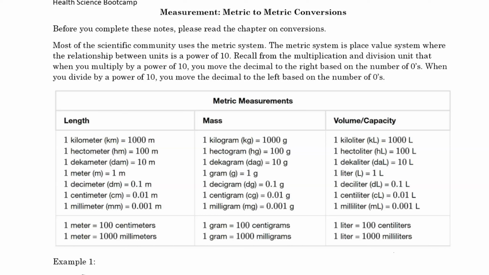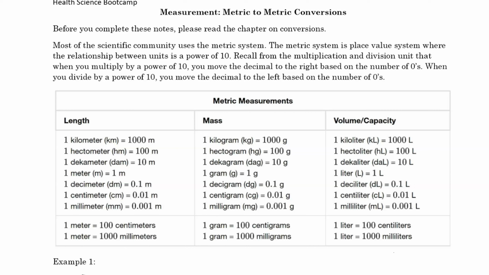All right, these are the notes for Broward College Health Science Bootcamp, the measurement module for just metric to metric conversions. And before you complete these notes, you should read the chapter on conversions to have a better idea of what we're going to do.